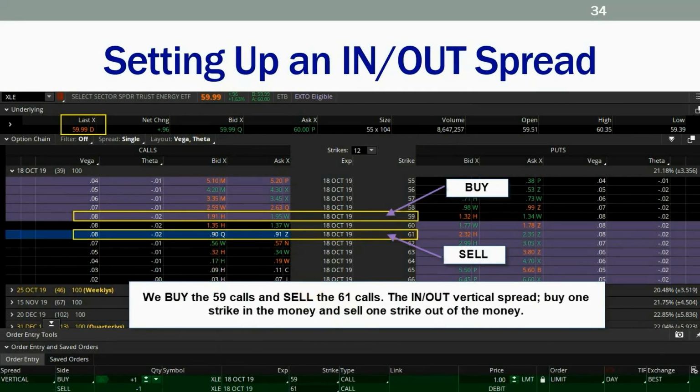Now we're going to get down to it. So here is the XLE again. And again, I don't care that it's the XLE, and I like to always make that point. It doesn't matter what it is. It's a $60 stock, or index, or ETF. We're going to buy the 59s and sell the 61s. Buy the 59s, sell the 61s. Why? Because it's done for about a $1 debit. That's what we have to know at this point. Buy one strike in the money, sell one strike out of the money.